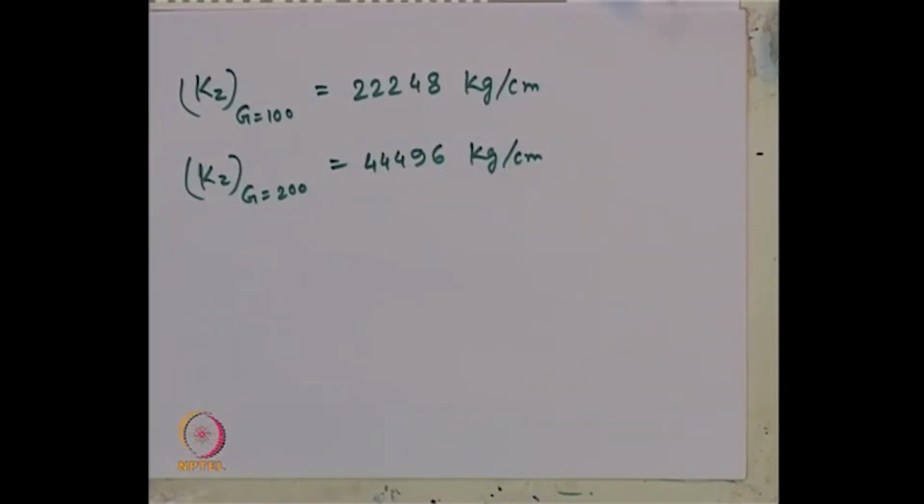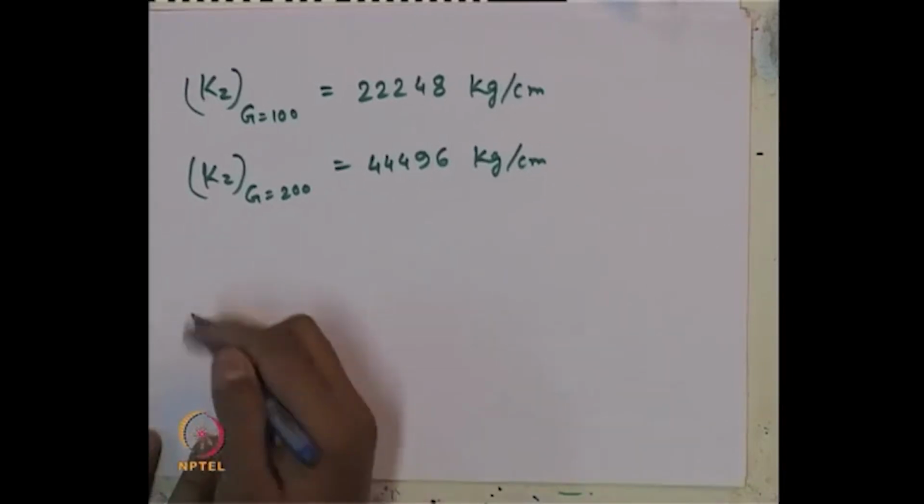Now, what is the next thing we need to calculate? Natural frequency of the system. Once we get the K, that is the spring constant, we are now ready to calculate the natural frequency.